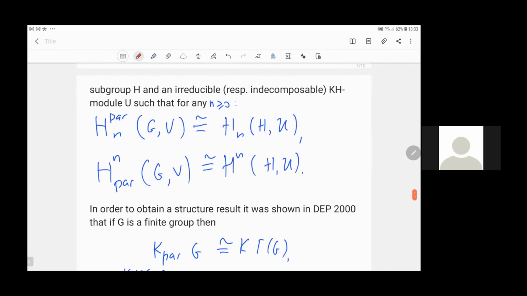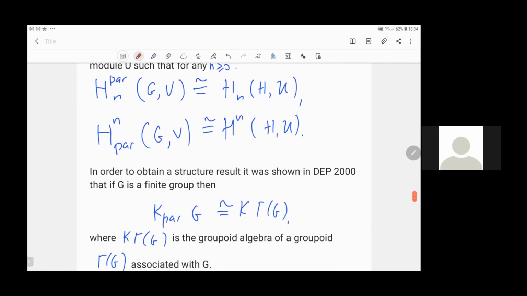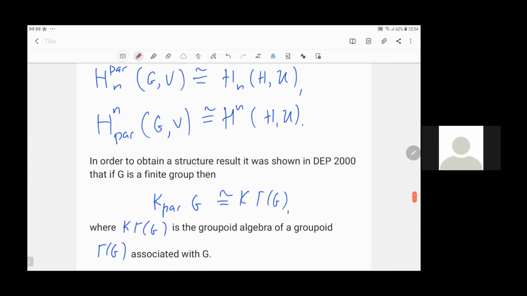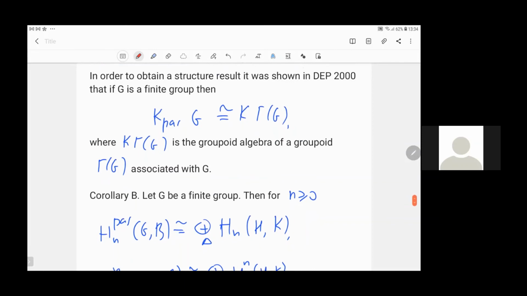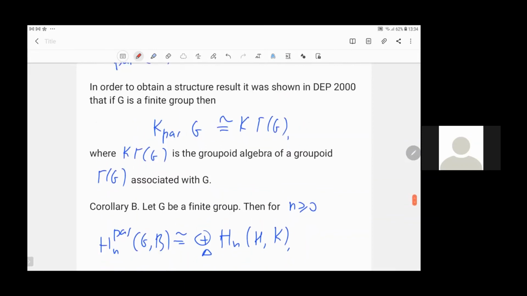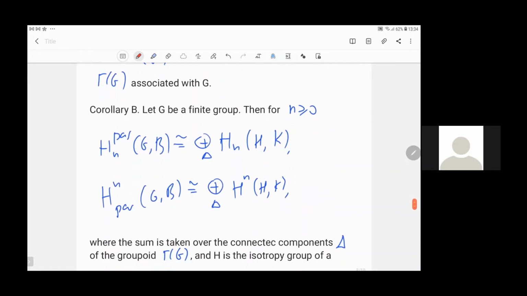Now, I recall that in the paper with Exel and Piccione of 2000, in order to get some structural results on the partial group algebra for finite groups, we showed that the partial group algebra is isomorphic, if G is finite, to a groupoid algebra, where Gamma G is a groupoid associated with G. So using this groupoid, we get a corollary for finite groups. If G is finite, then each partial homology group is isomorphic to a direct sum of ordinary homology groups, where the sum is taken over the connected components Delta of this groupoid Gamma G, and H is an isotropy group of some vertex of Delta. And the same holds for cohomology groups.